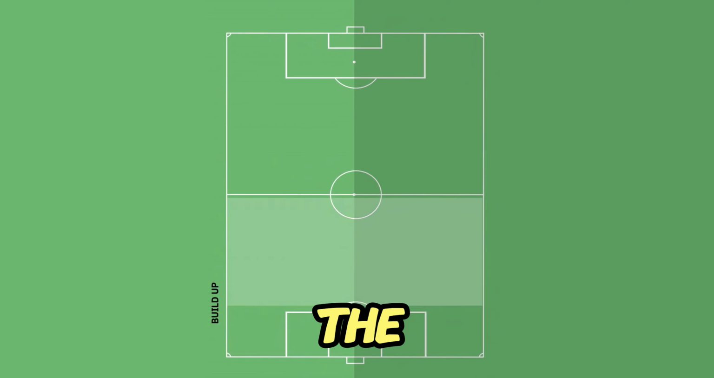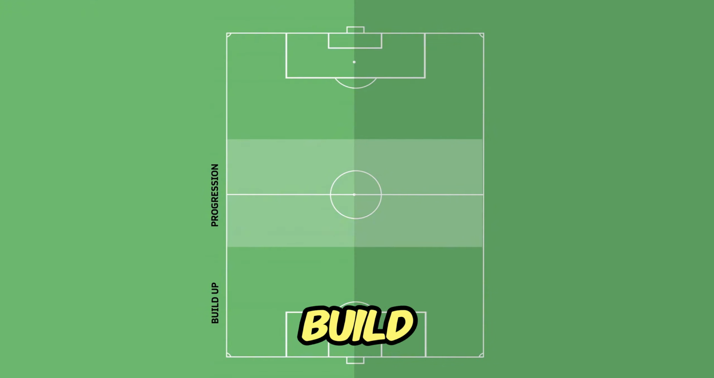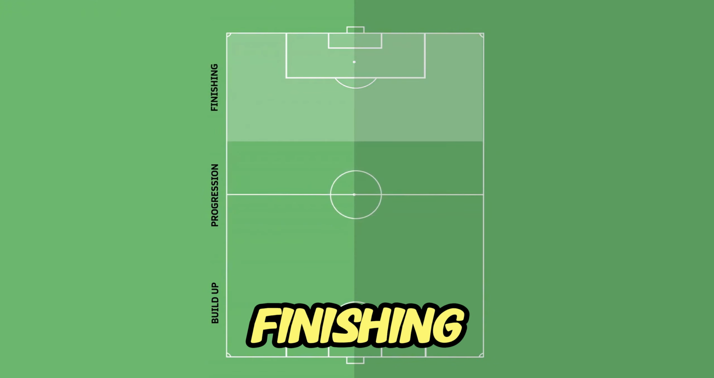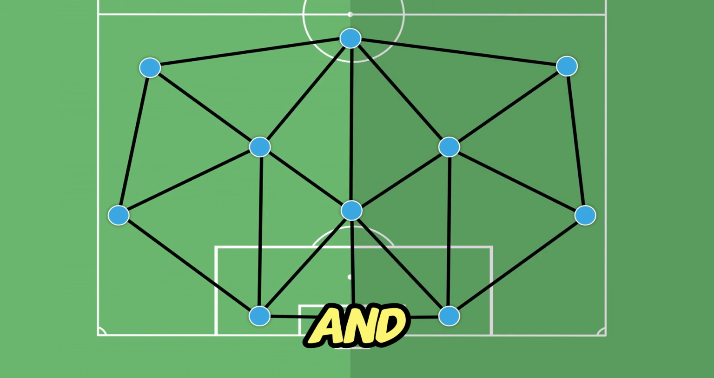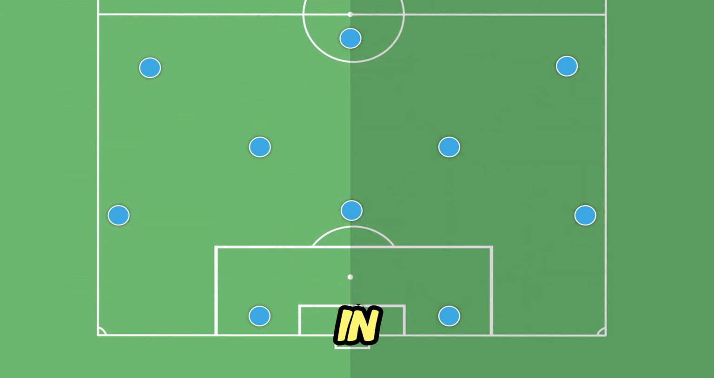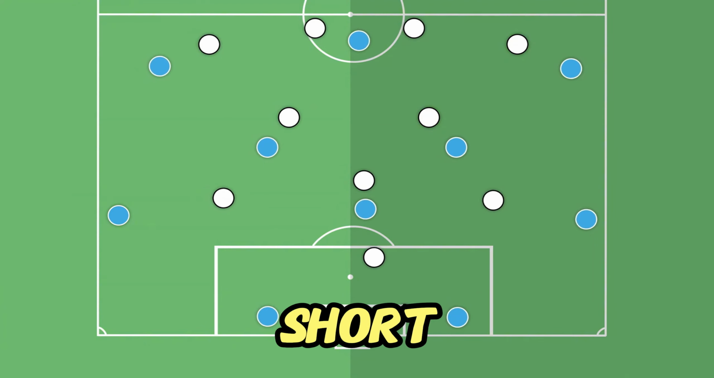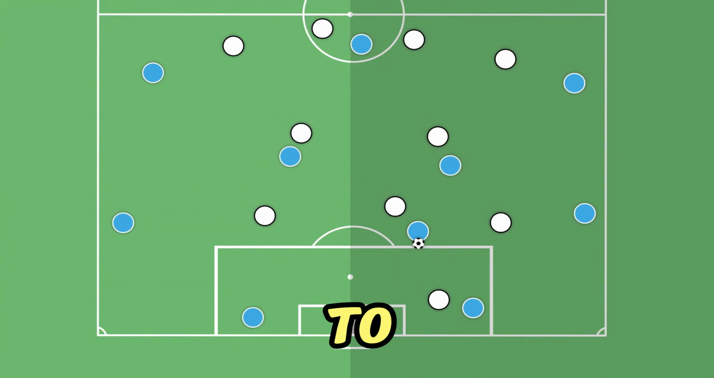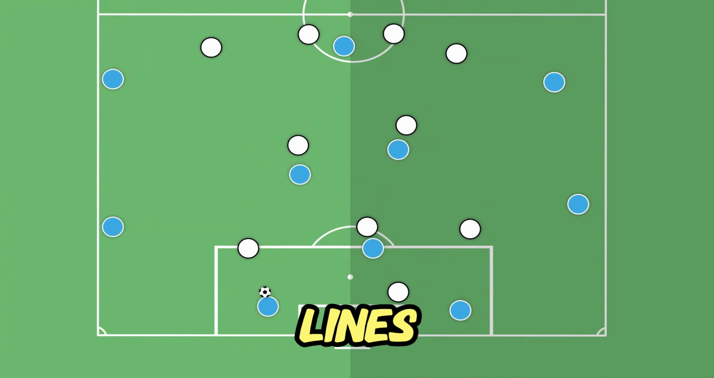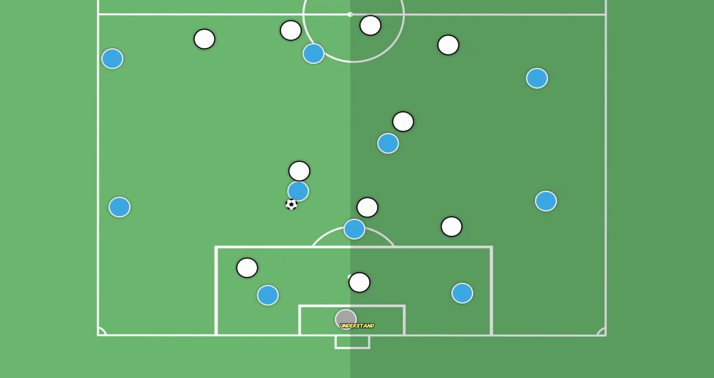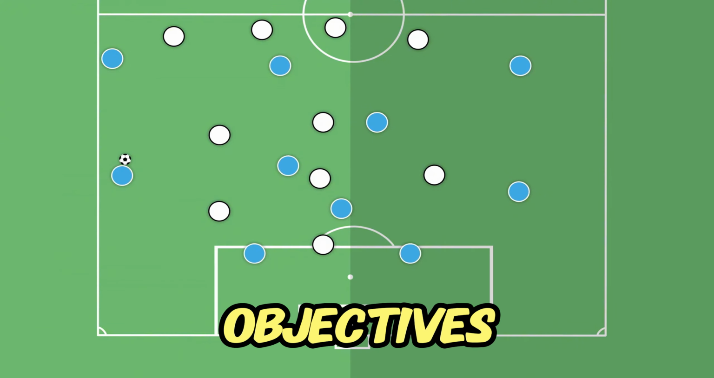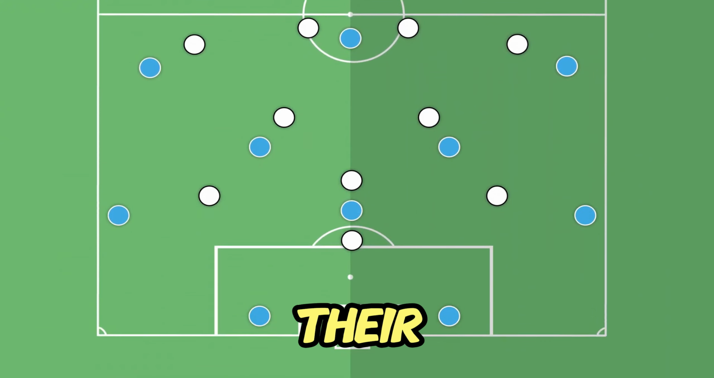In possession, the pitch is broken down into 3 zones: build up, progression and finishing. When a team builds up from their own defensive third, focus on their positional structure and how they attempt to move the ball forward. In modern football, teams often use short passes to draw the opposition out, aiming to exploit spaces that open up between the lines or beyond. Observing specific movements or patterns of play can help you understand a team's tactical objectives, but even more important is understanding their principles of play.